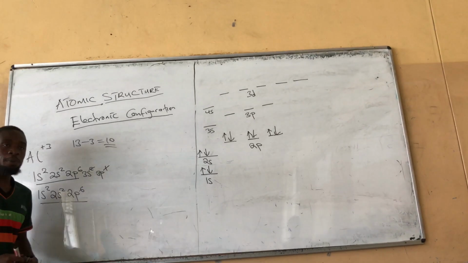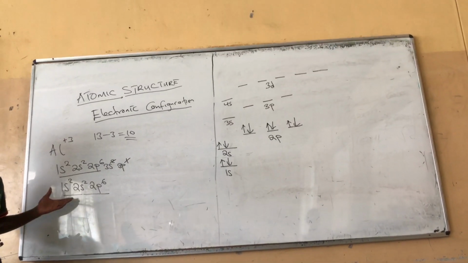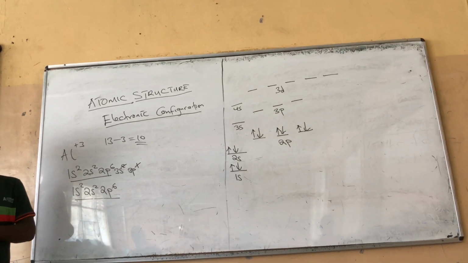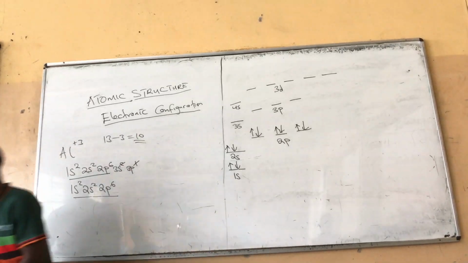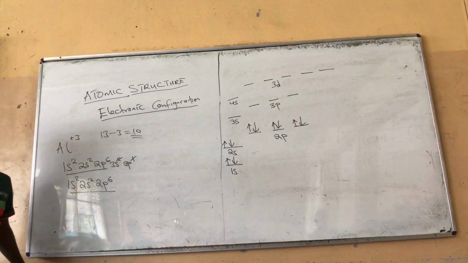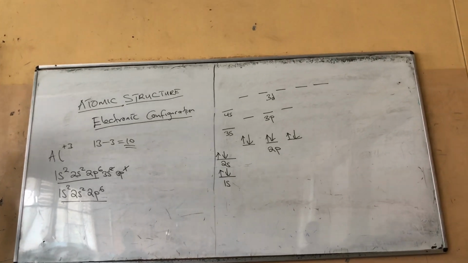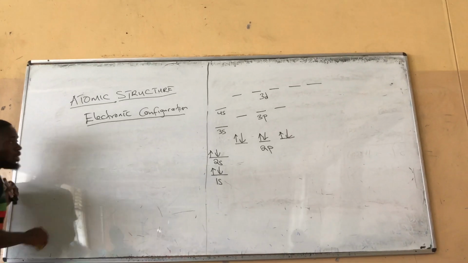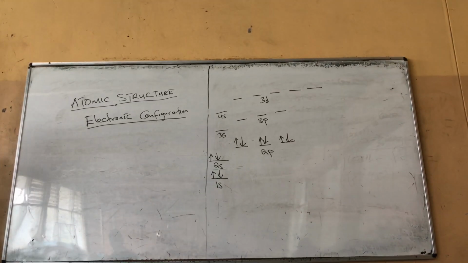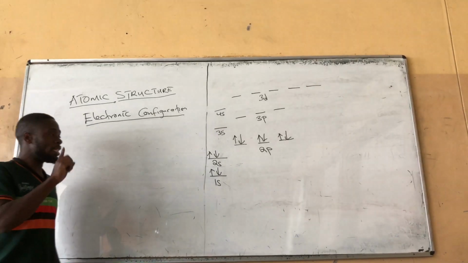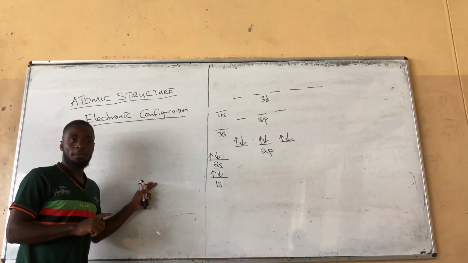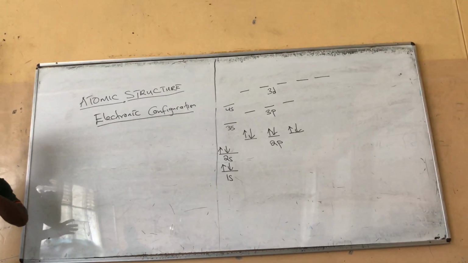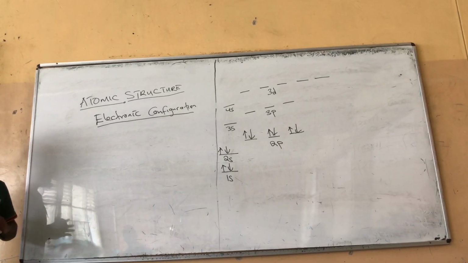But here I need to explain another principle, which is the Pauli exclusion principle. To explain this, let me use a diagram. According to the Pauli exclusion principle, no two electrons can have the same set of four quantum numbers.